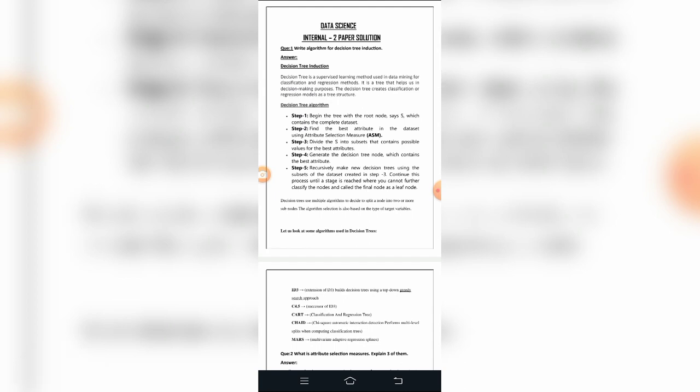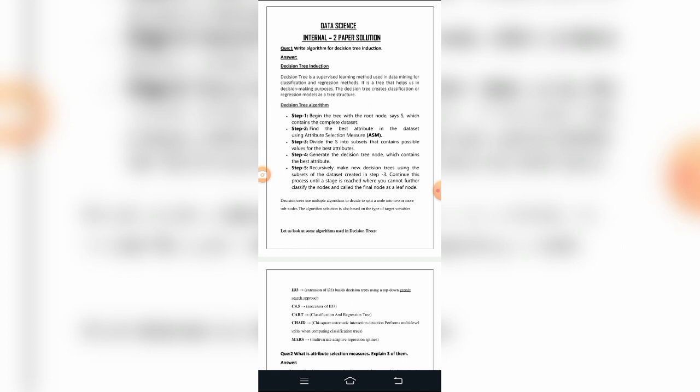The decision tree algorithm has these 5 steps. Step 1 is begin the tree with root node, say S, which contains the complete dataset. After that, find the best attribute in the dataset using attribute selection measure, which is also known as ASM. Step 3. Divide the S into subsets that contains possible value for the best attribute.